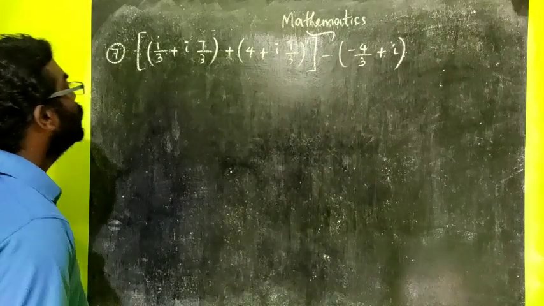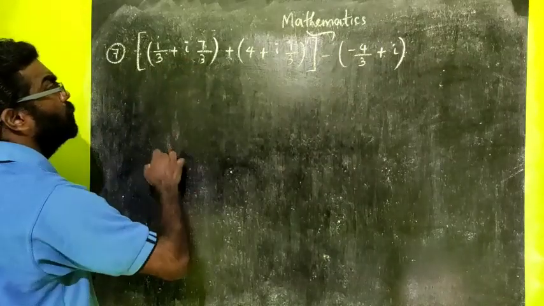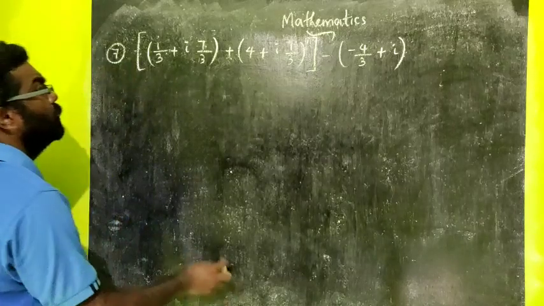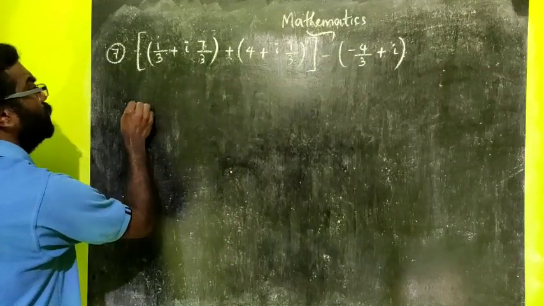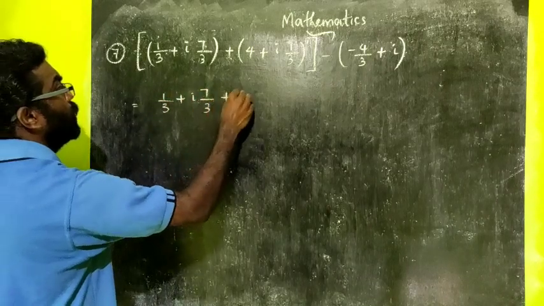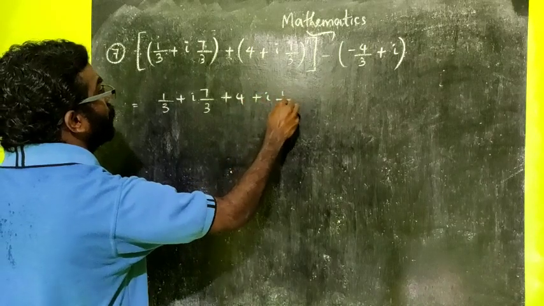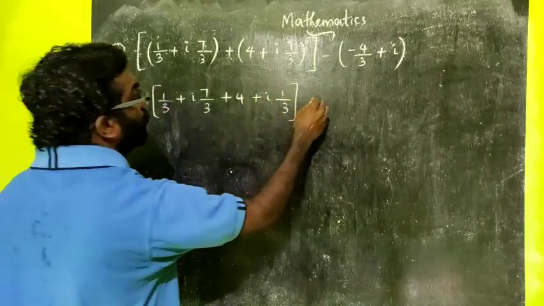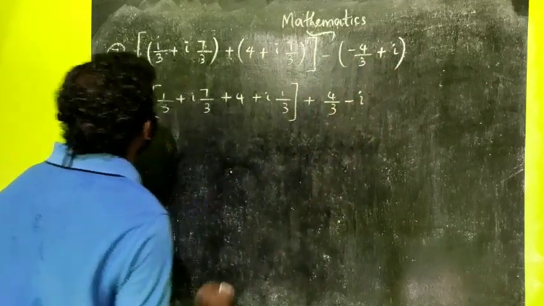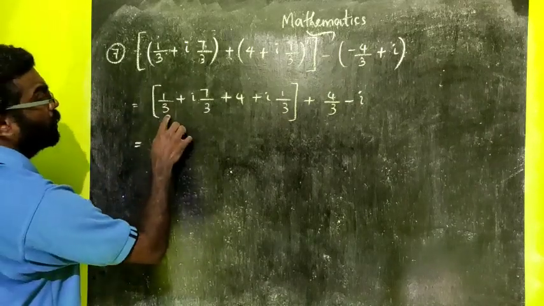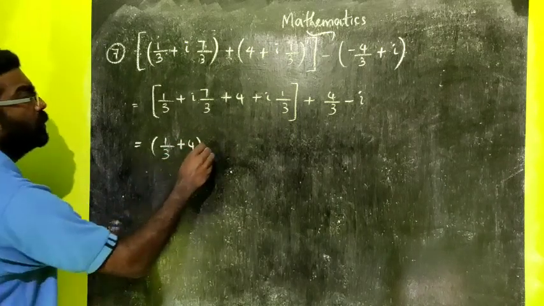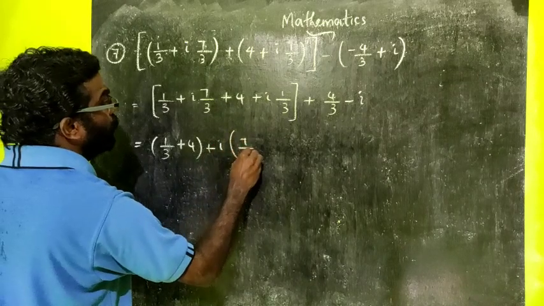Now the next one is 1 by 3 plus i into 7 by 3 plus 4 plus i into 1 by 3 minus of minus 4 by 3 plus i. First of all, we can simplify this one. So 1 by 3 plus i into 7 by 3, then plus 4 plus i into 1 by 3. Then minus of minus, plus 4 by 3, minus into plus, minus i. Here we can collect the real part, 1 by 3 plus 4, 1 by 3 plus 4, then plus i into 7 by 3 plus 1 by 3.